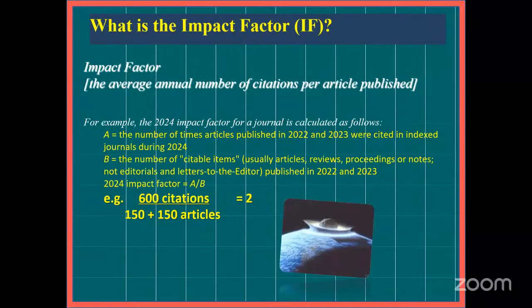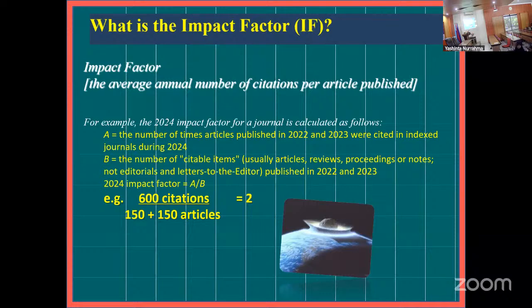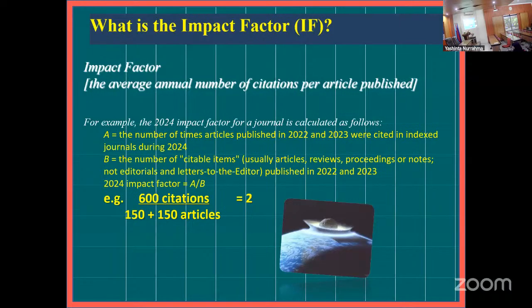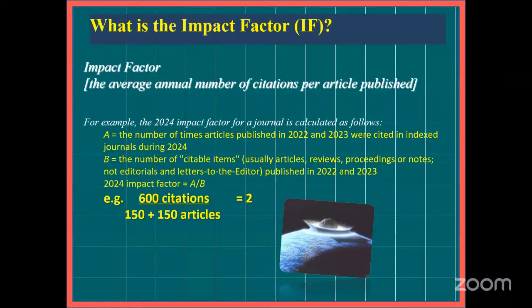It is the total citations in two years to the two years of publications, and then you divide it. That is why, sometimes, when a journal publishes more papers, the impact factor is very high, and sometimes when a journal does not publish many papers, the impact factor is low, depending on the number of papers published.